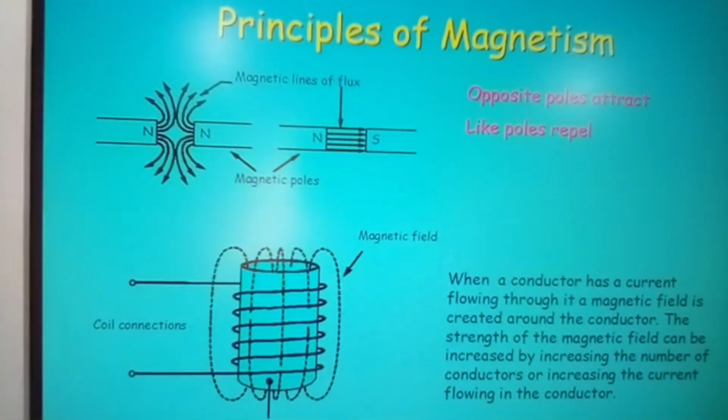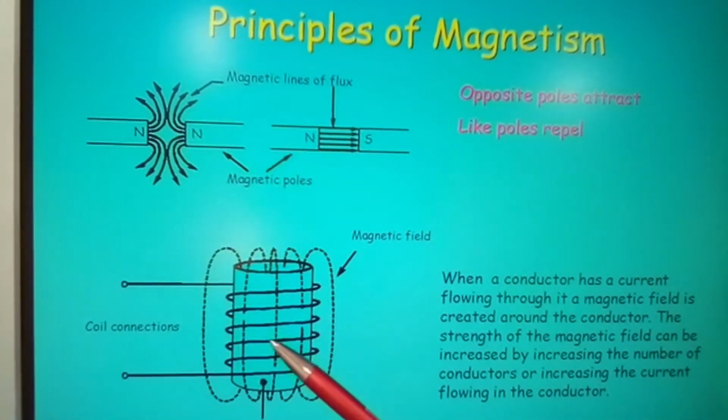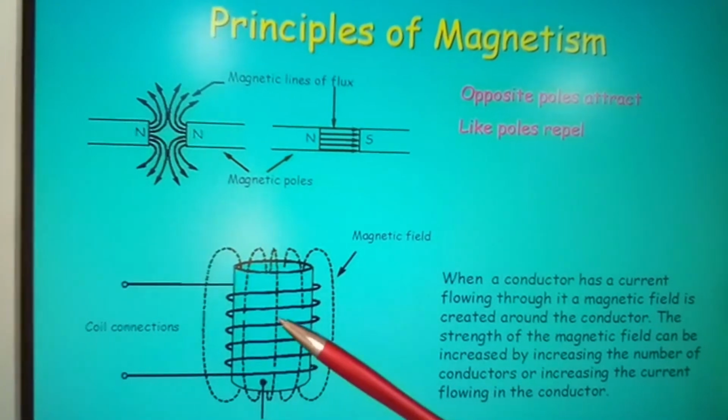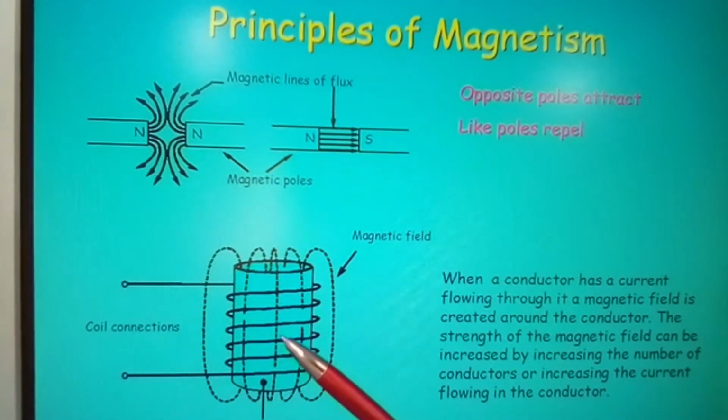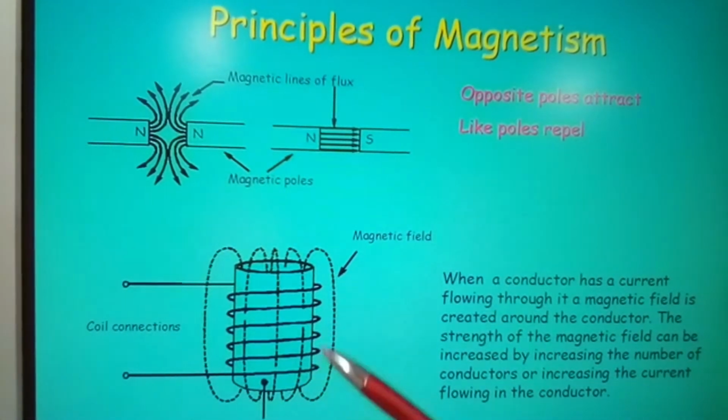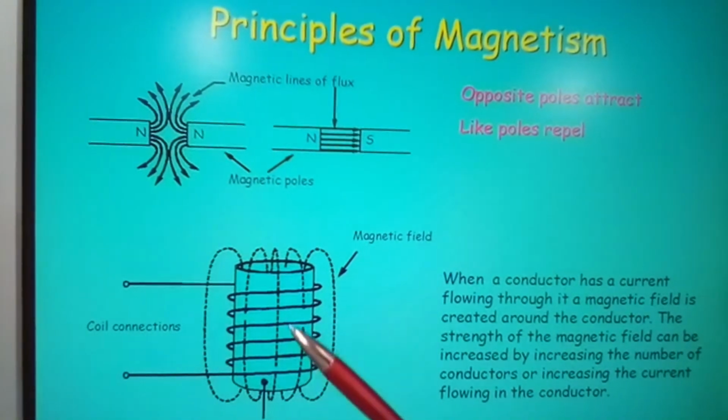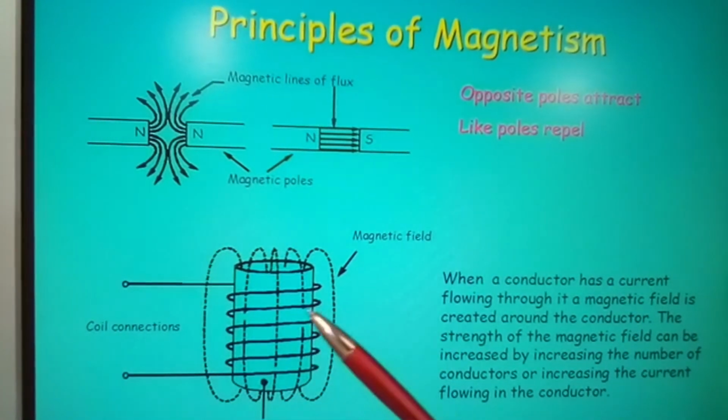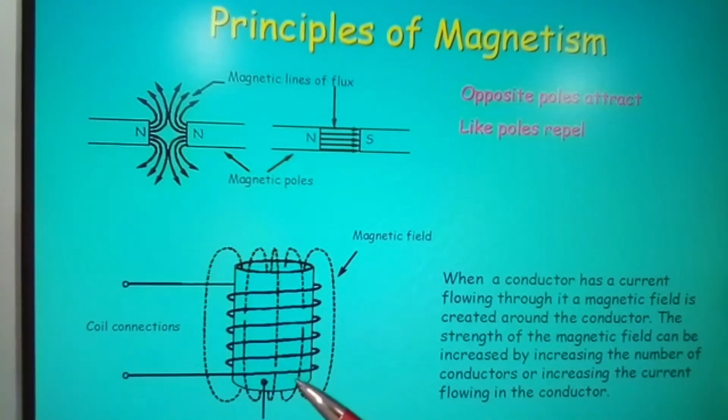Now, as for this type of magnetic field, this is the kind of field you will have around an inductor. Now, it doesn't matter whether it's just 2 volts or whatever, a magnetic field will exist.